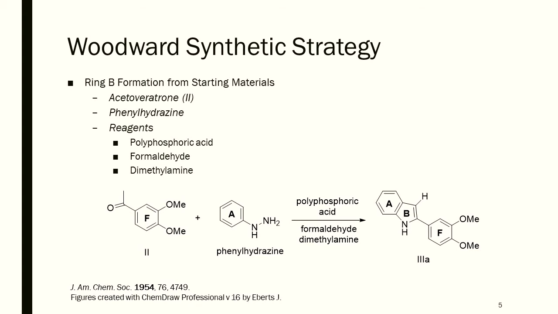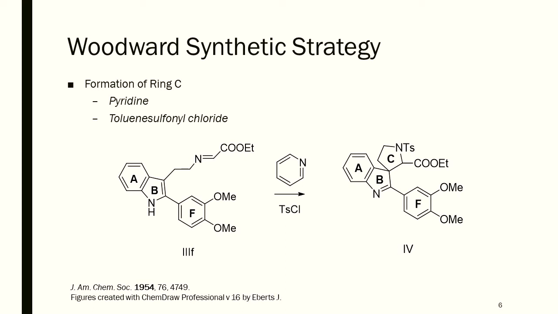form ring B. Woodward next formed ring C using pyridine and toluene sulfonyl chloride. The pyridine created the 5-sided ring C, and the toluene sulfonyl chloride protected the secondary amine. You'll also see that the ester was maintained and the double bond in ring B shifted, creating a tertiary amine.